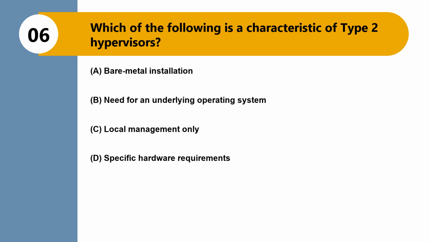Question 6. Which of the following is a characteristic of Type 2 hypervisors? Option A. Bare metal installation. Option B. Need for an underlying operating system. Option C. Local management only. Option D. Specific hardware requirements.